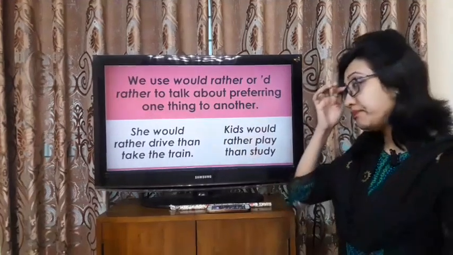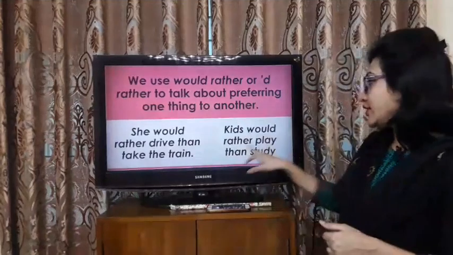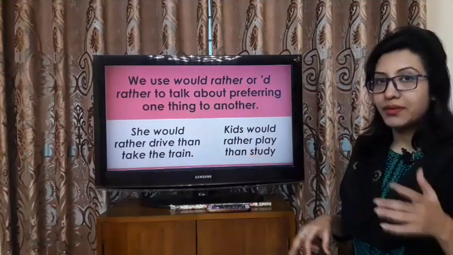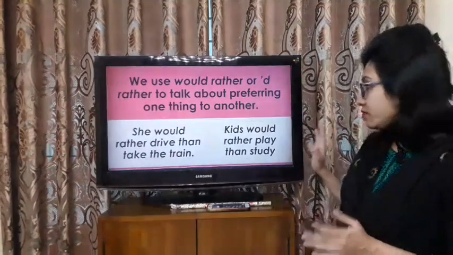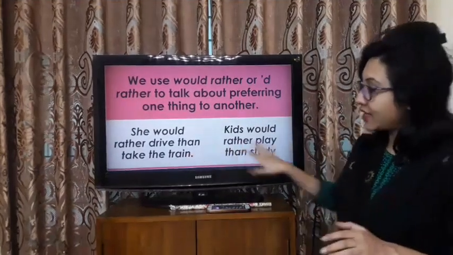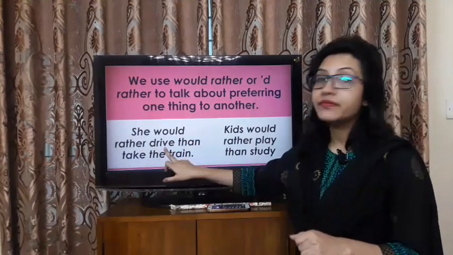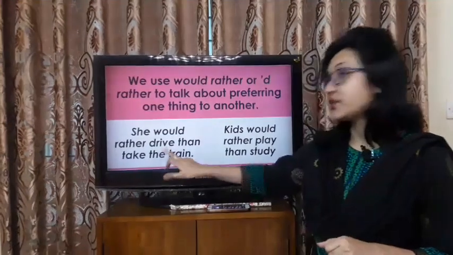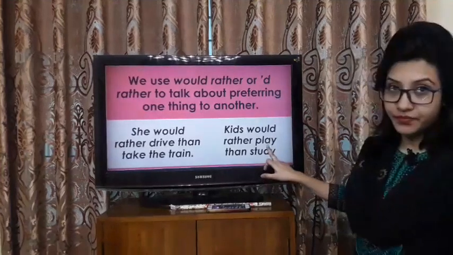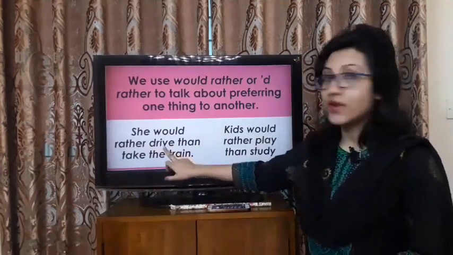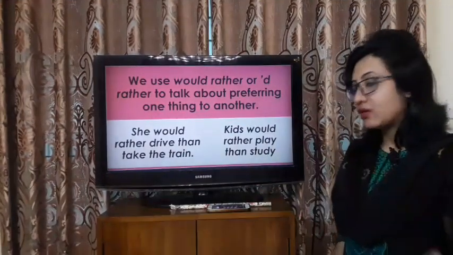তাহলে বলছে যে সে গাড়ি চালিয়ে যাওয়া পছন্দ করবে, কোনটার থেকে বেশি? ট্রেনে যাওয়ার থেকে। সো বরং. Kids would rather play than study. তাহলে বাচ্চাদের বরং খেলা উচিত পড়ার থেকে. So the structure that you can see in this example is very clear. দেখো, would rather এর পরে যে ভার্বটা ইউজ করা হয়েছে, it's written in present form, or base form of the verb, drive. এদিকে দেখো, play, so base ফর্মটা ইউজ করা হয়েছে would rather এর পরে, তাই না?